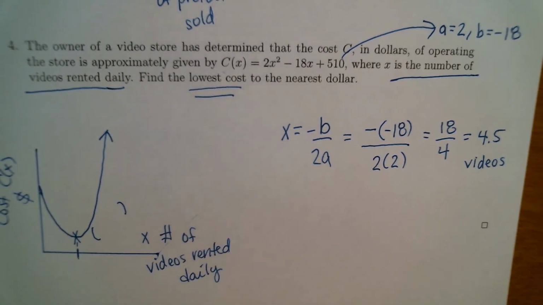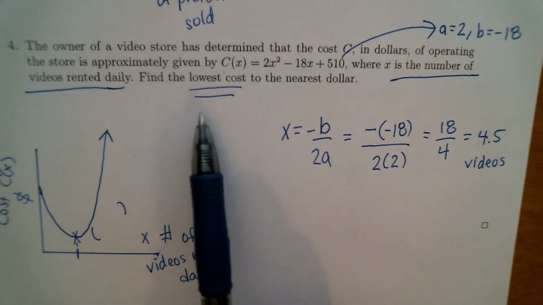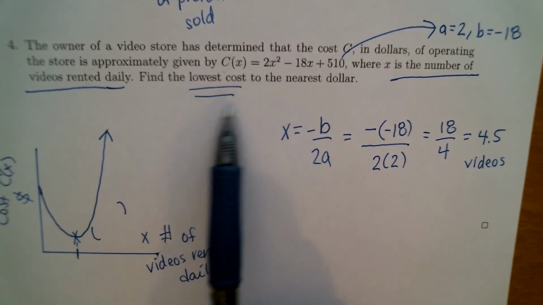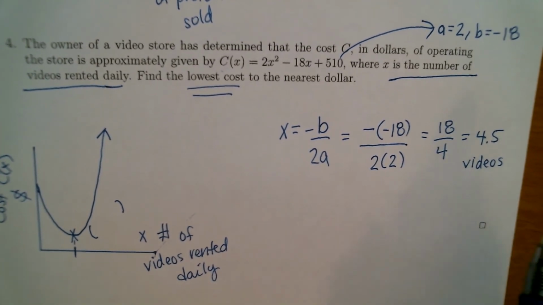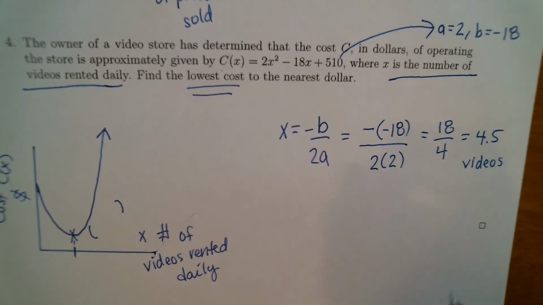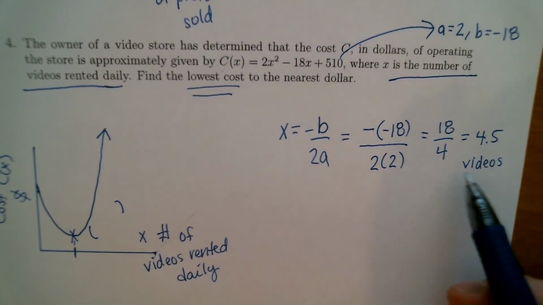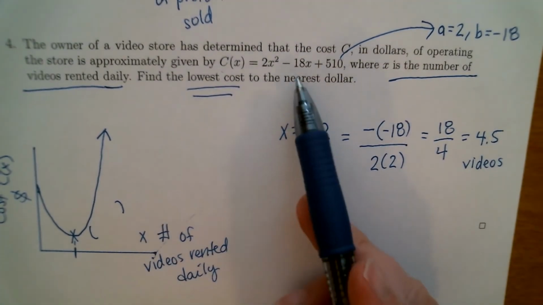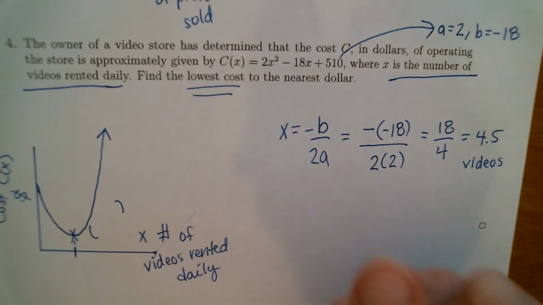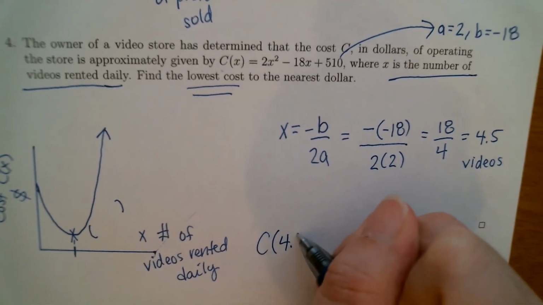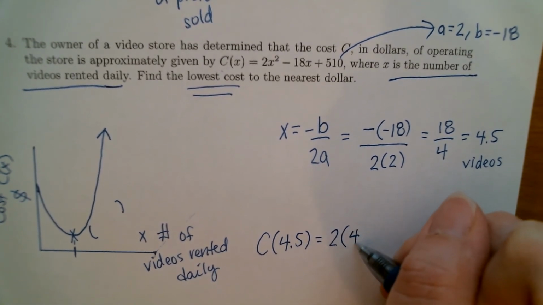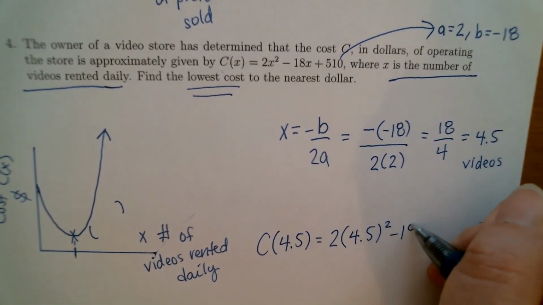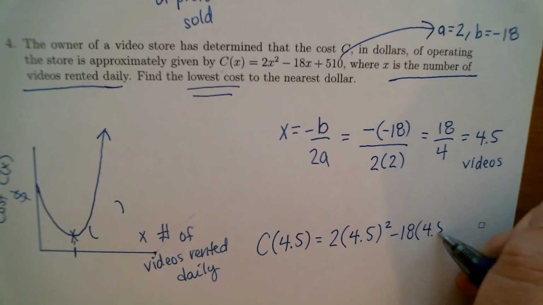So again, this is not the final answer to the question. You're trying to figure out the lowest cost, the minimum cost of operating the store. It happens when 4.5 videos are rented per day. So to get the minimum cost, we have to take this X coordinate and plug it into the function. So we're going to find C of 4.5. Go ahead and substitute in 4.5 for x into the equation, and then that will be your answer.